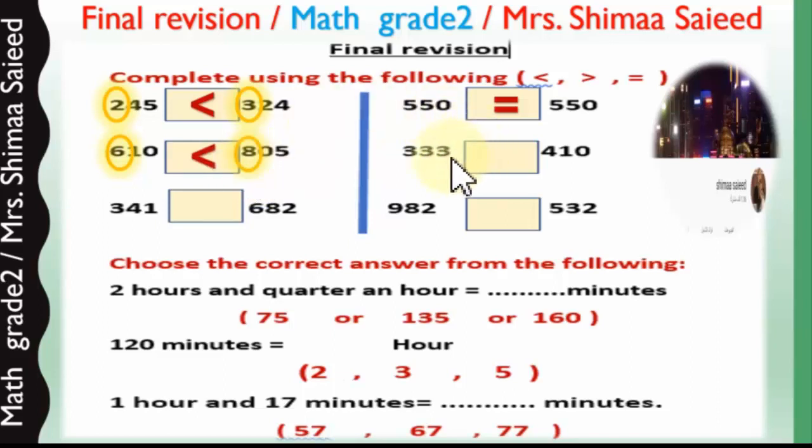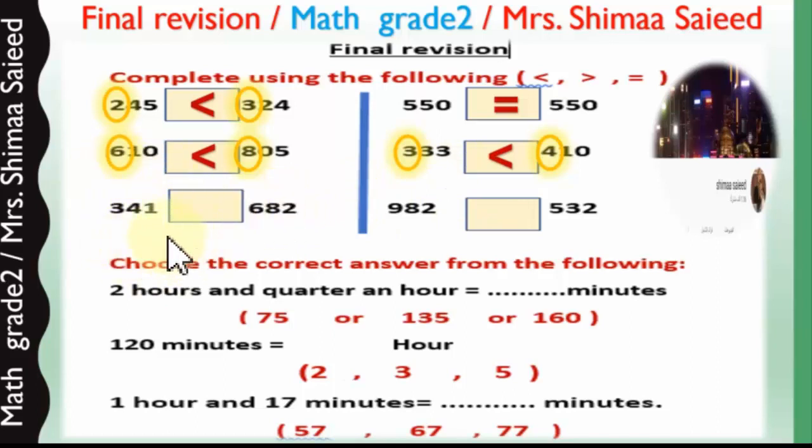What about 333 and 410? Which one is greater? 3 in hundreds place is less than 4 in hundreds place. So 333 is less than 410.